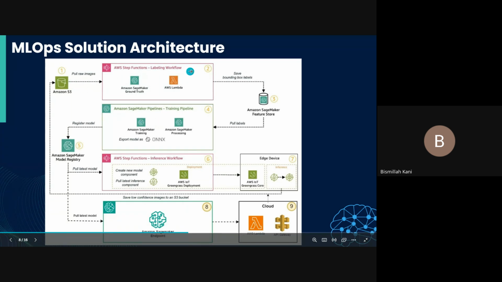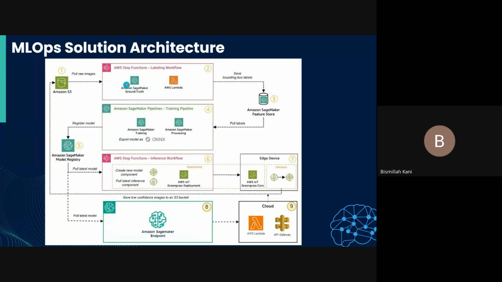Now let's take a look into this MLOps solution architecture. I'll walk you through the different steps and also the different components involved in it. First, let's start with Amazon S3. Amazon S3 is the storage bucket where we will be storing our raw images, or any kind of raw data can be stored in Amazon S3. Once you have your raw data collected and stored in S3, you need to label this data set so that you can train your model. For that, we leverage Amazon SageMaker Ground Truth as our data labeling service.